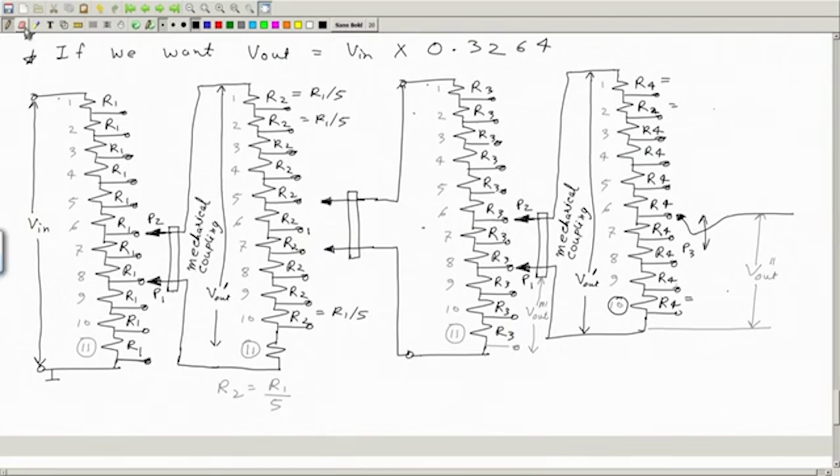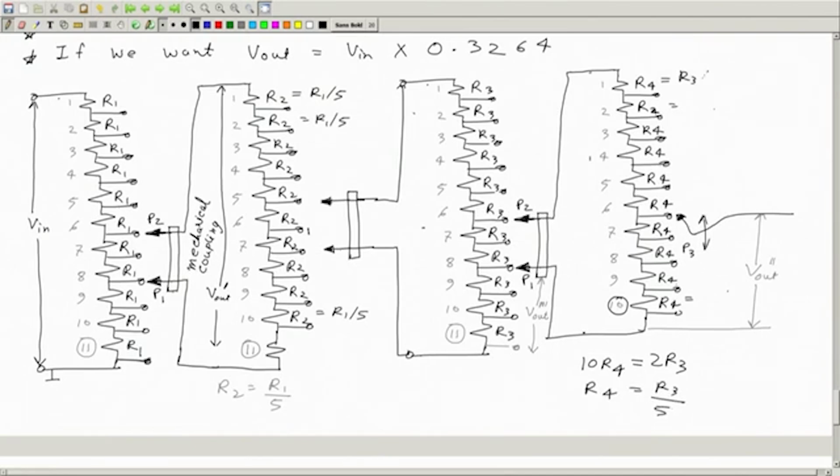Okay, so here we will want 10 R4 to be the same as 2 R3. That means R4 will be R3 by 5. So you can write here R3 by 5, R3 by 5, and so on, always.